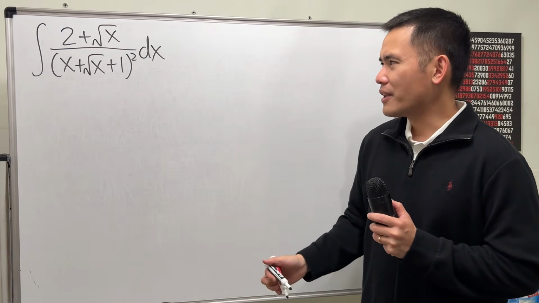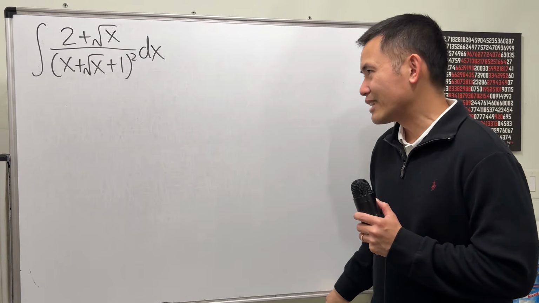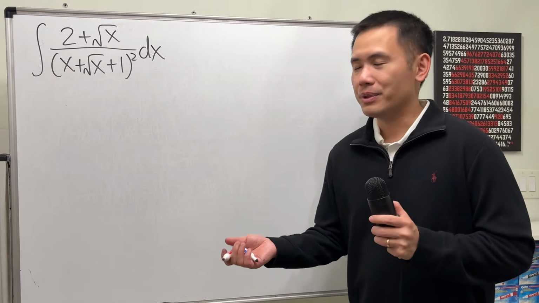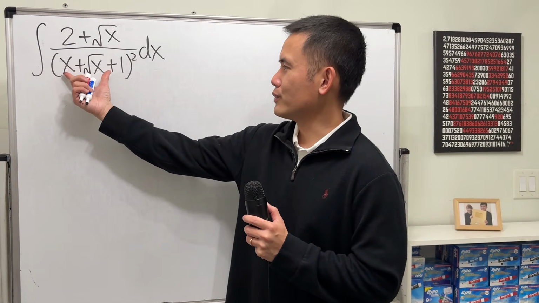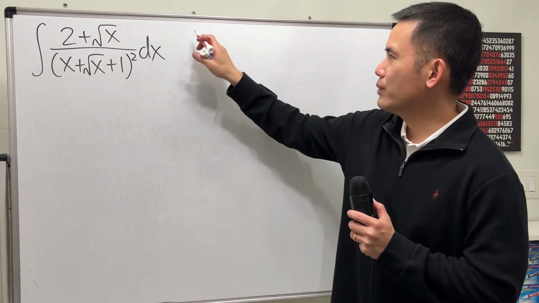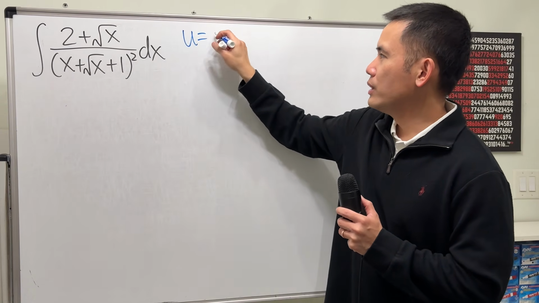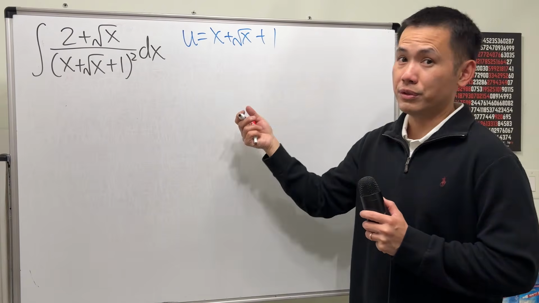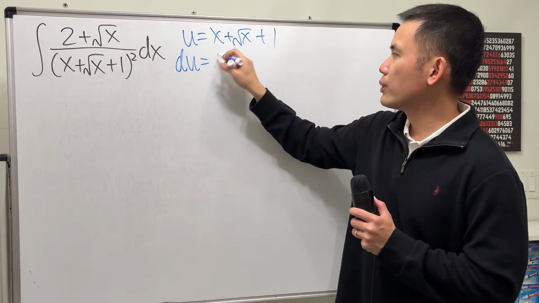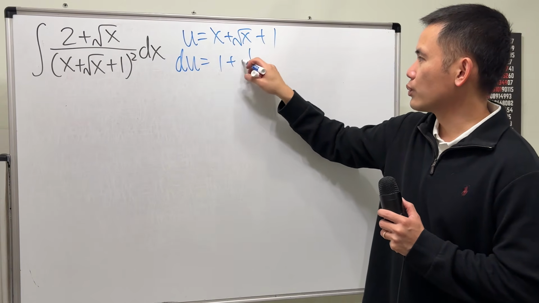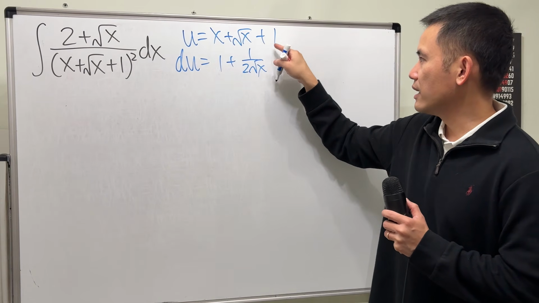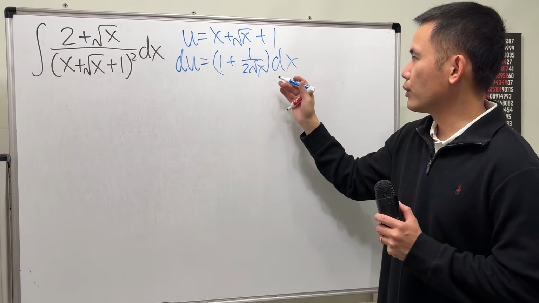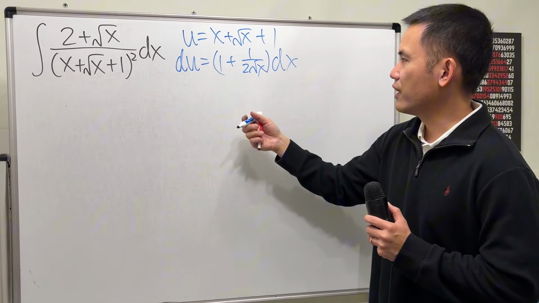So I think let's just do something that would feel natural, right? That's the u-substitution, because it looks like a u-sub question. We make this equal the u, and let's just try it. u is x plus square root of x plus 1, and do the usual business. du is equal to 1 plus the derivative of square root of x, that is 1 over 2 square root of x, and the derivative of 1 is 0. Okay, and perhaps if you want to isolate the dx, sure thing.